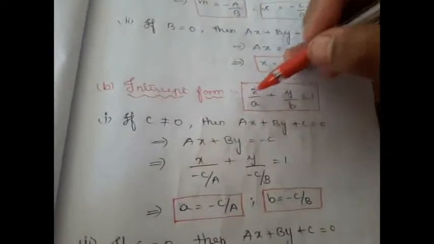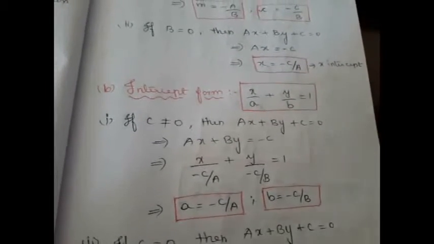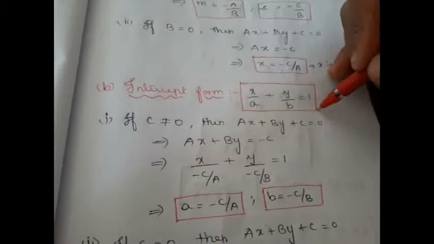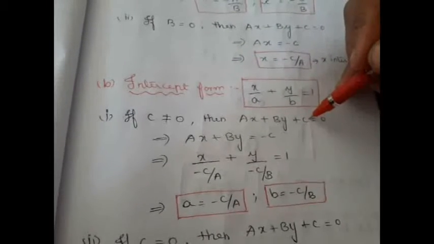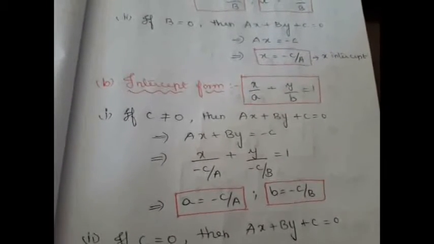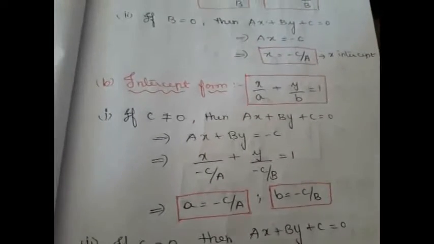Right? Now let us move on to the next form, intercept form. We know what intercept form is, x by a plus y by b equal to 1. Now let us bring our general equation into this form. Again there will arise two cases. What happens if c is not equal to 0 and what happens if c is equal to 0. First let us consider, if c is not equal to 0, what happens.